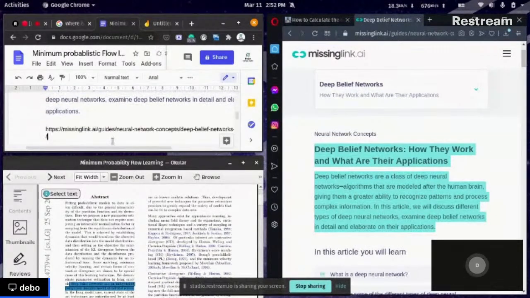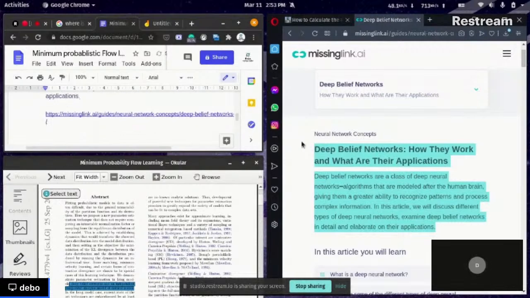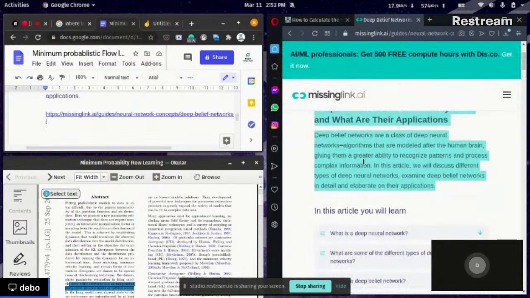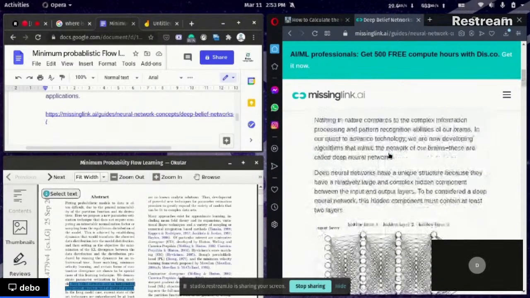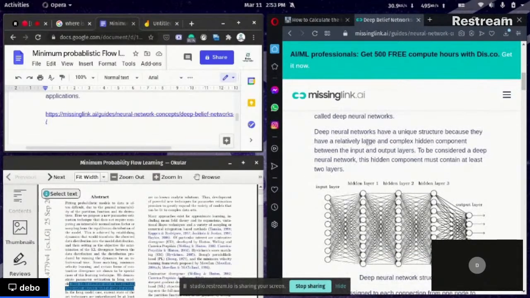Later on I will try to understand some of these more, and these are models after the human brain, which I think is a great thing. Like they have a greater ability to recognize patterns and process complex information. Okay, they have related.